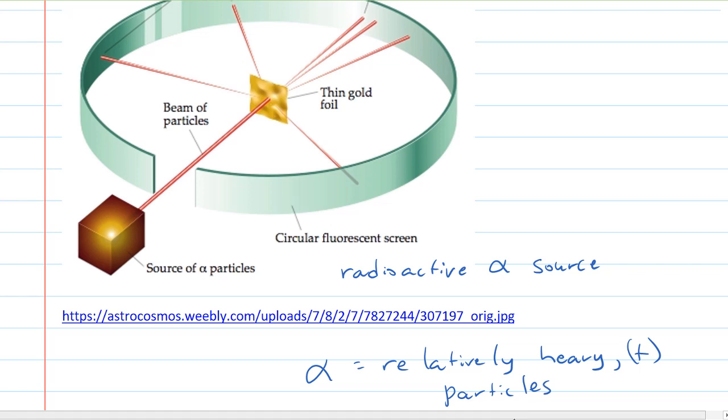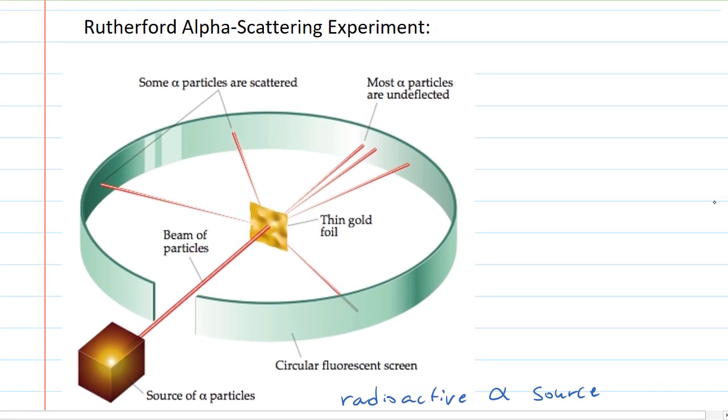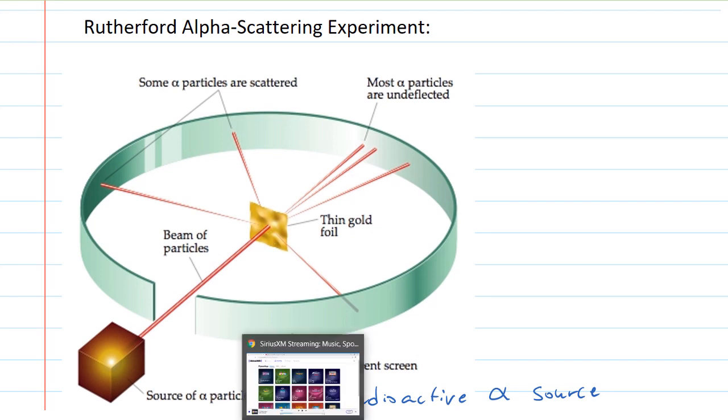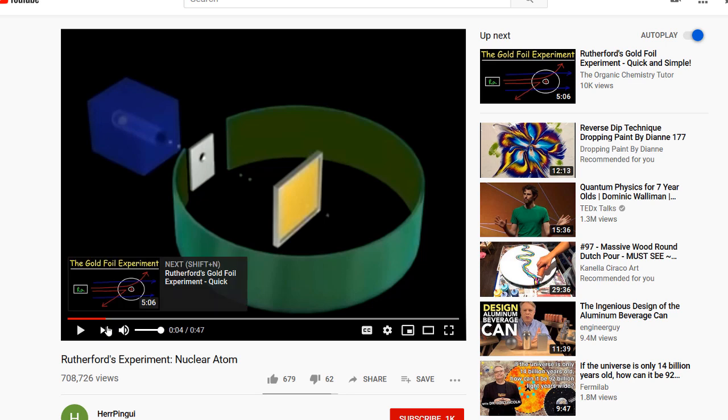So we took an alpha emitter, an alpha source, placed it inside of this lead block, and then directed it at the piece of gold foil, and upon doing so observed the behavior of what happened. And so I have another video here that talks about Rutherford's experiment.